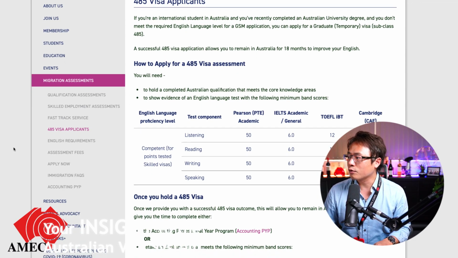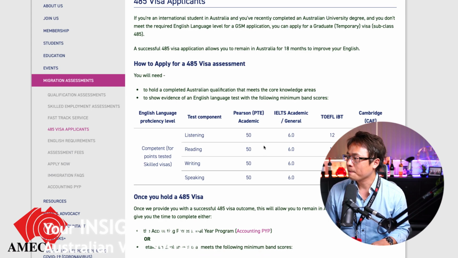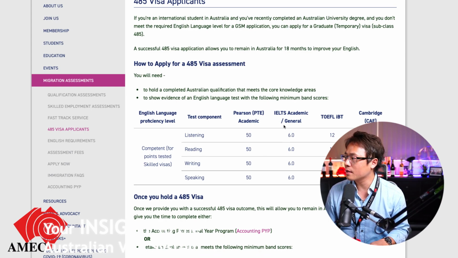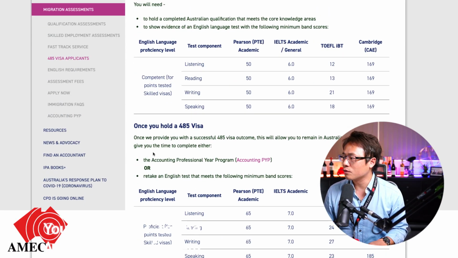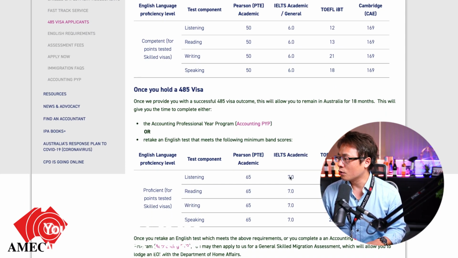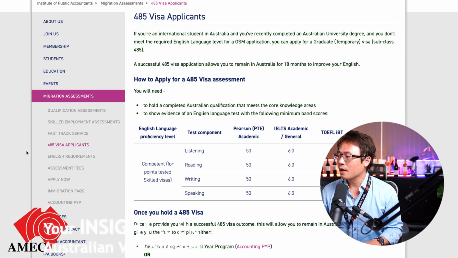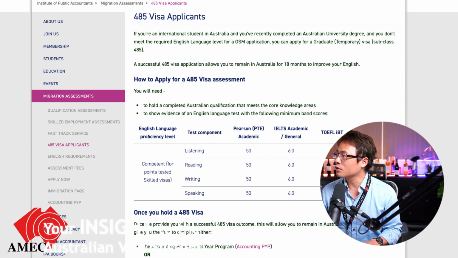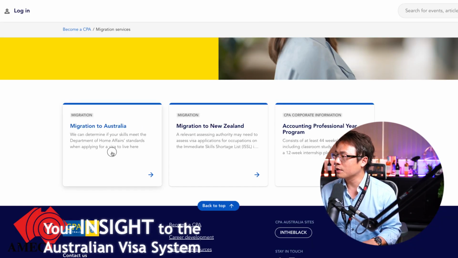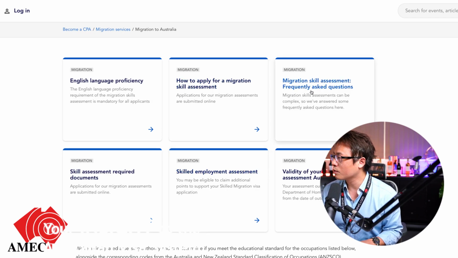Now the English requirement at the time when you graduated required 6 across 4 bands. But once you want to transfer into a full skill assessment, you're required to achieve 7 across 4 bands. Now, there's also an additional requirement jumping to CPA Australia, skill assessment. Where do we go?